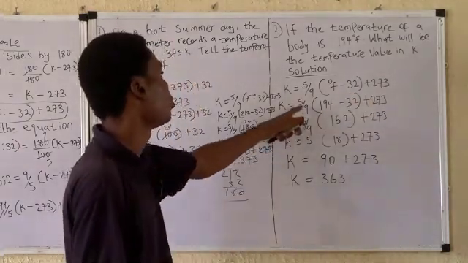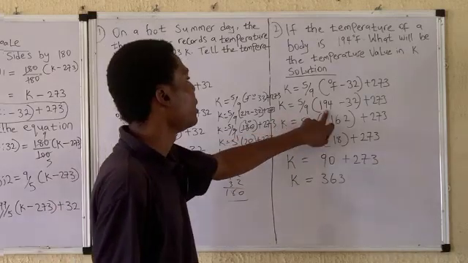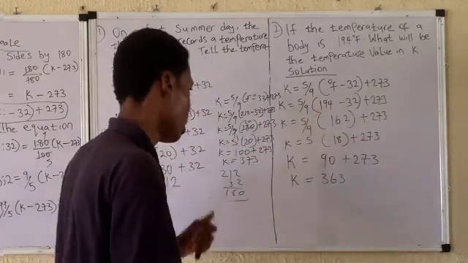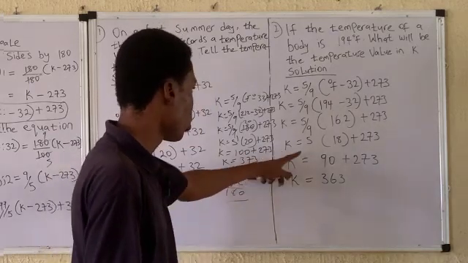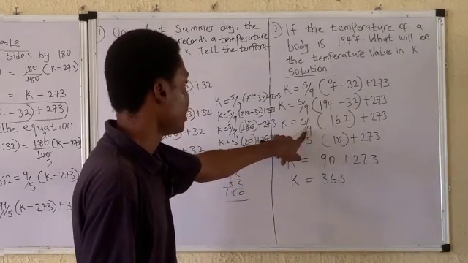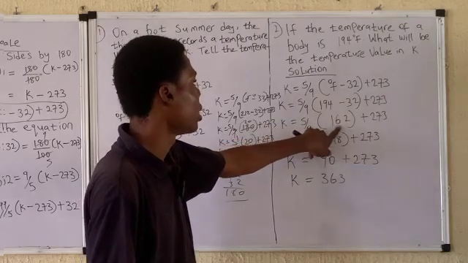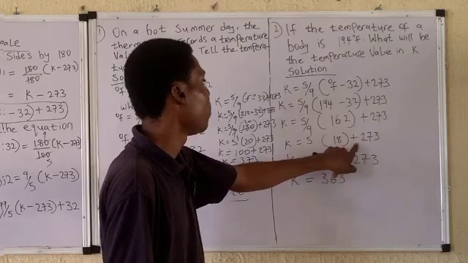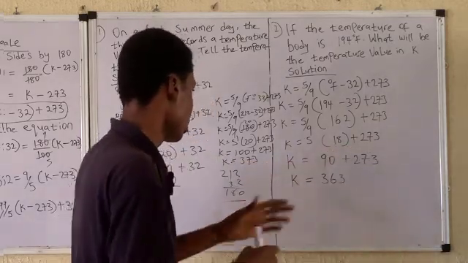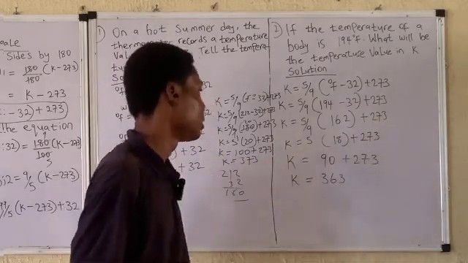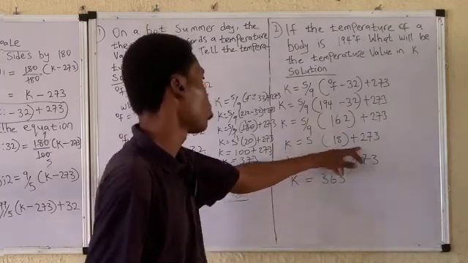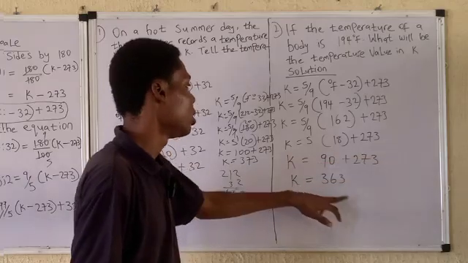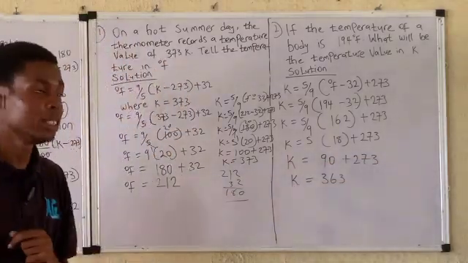So our Kelvin equals 5/9, 194 minus 32, we have 162, plus 273. So our Kelvin equal to, we divide 9 from 162, we have 18. So 5 in bracket 18 plus 273. So Kelvin equal to 5 times 18, we have 90. Then plus 273, which is here. Then 90 plus 273, we have 363.